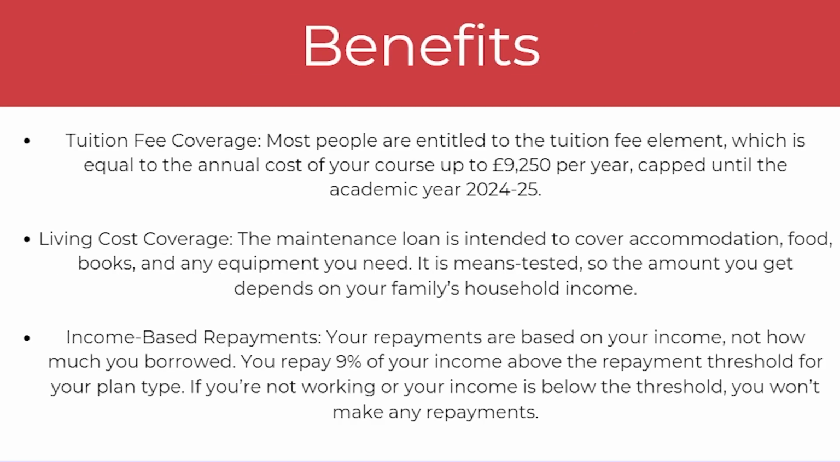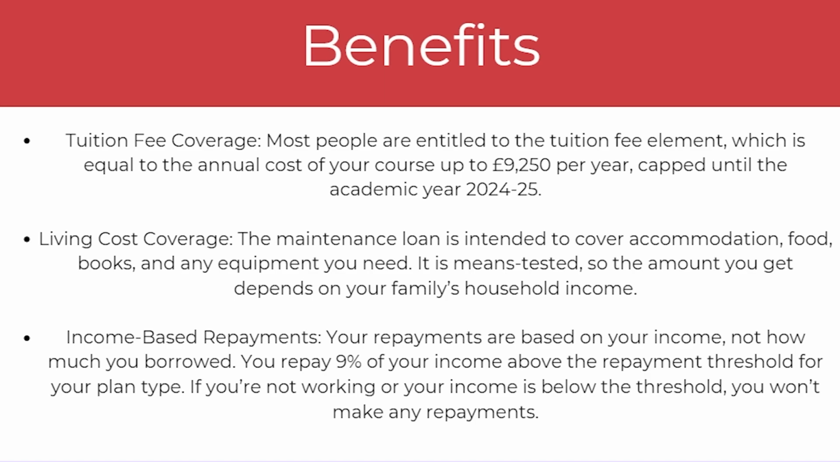So what are the main benefits of a student loan in the UK? Start with tuition fee coverage. Most people are entitled to the tuition fee element, which is equal to the annual cost of your course up to £9,250 per year, capped until the academic year 2024 to 2025. There's also living cost coverage. The maintenance loan is intended to cover accommodation, food, books, and any other equipment you need. It is means tested, so the amount you get depends on your family's household income.